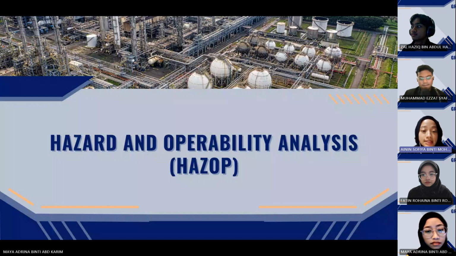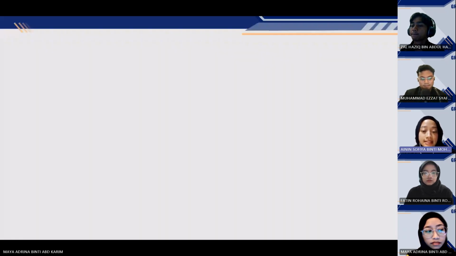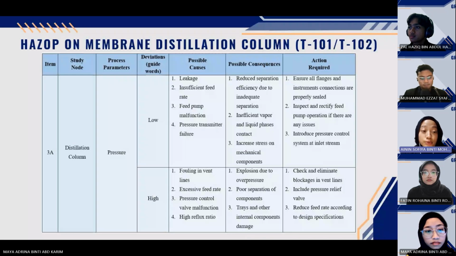HAZOP is a method to define hazards and issues in industrial processes. There are several steps that we need to consider when we develop a HAZOP. First, it is important for us to define the study goals and objectives. Second, we need to break down the process parameters into small sections using all the guide words such as more, less, no, low, or high.